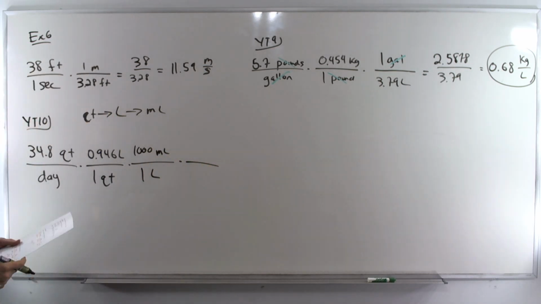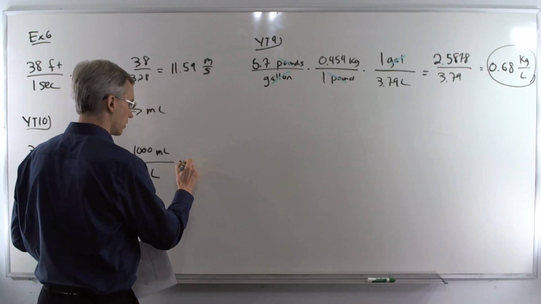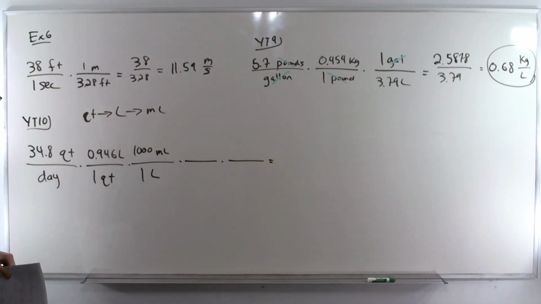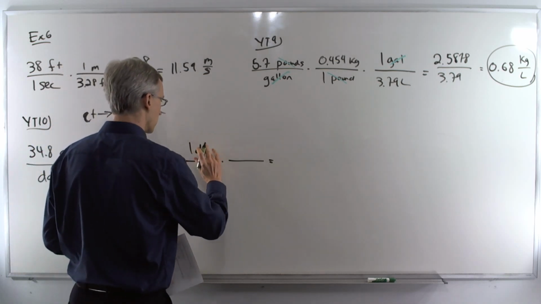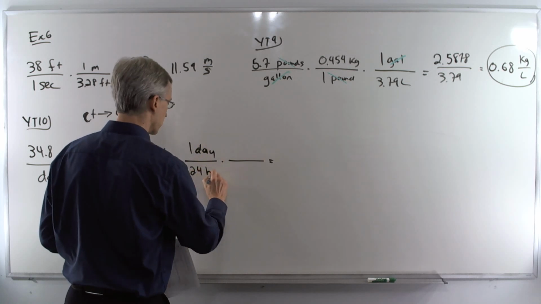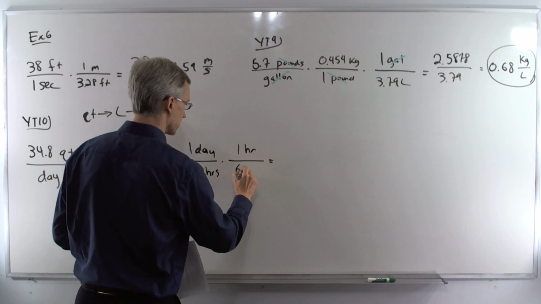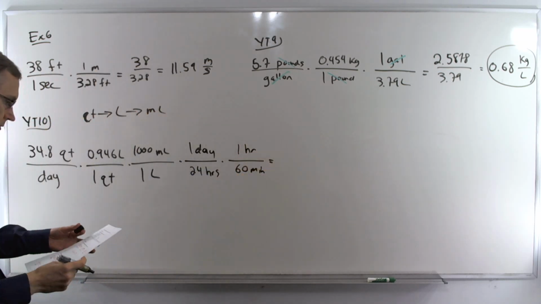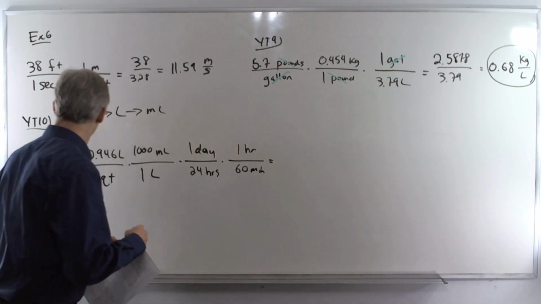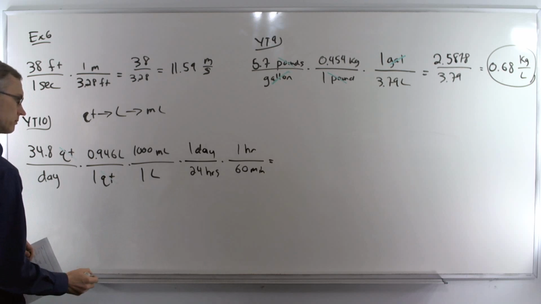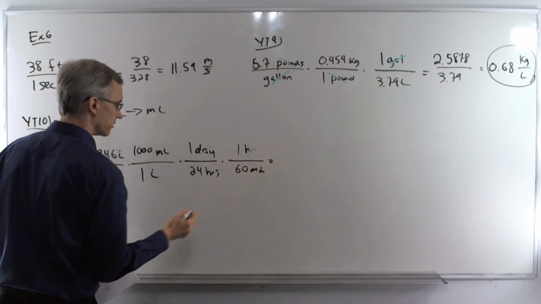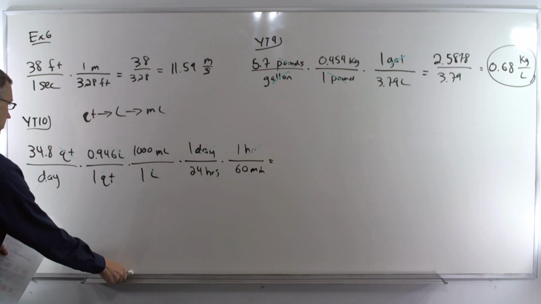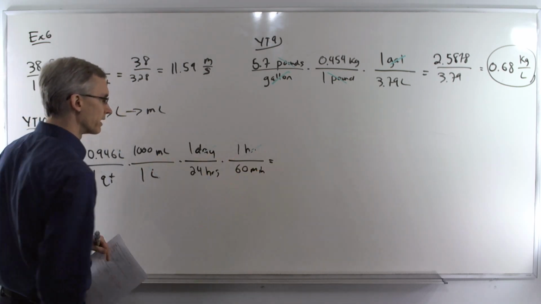All right, we're going to need more conversion factors as we go. Days to minutes, we're going to need two more. All right, 1 day is 24 hours. And 1 hour, 60 minutes. All right, so make sure we got this set up correctly. Quarts cancel. Liters cancel. Days cancel. And hours cancel. So what do we have left? Just milliliters on top per minute on the bottom.